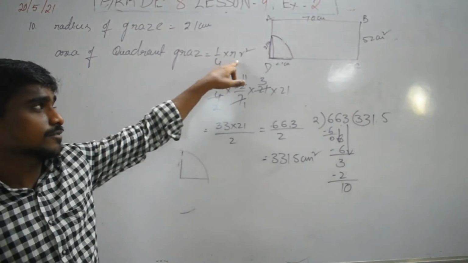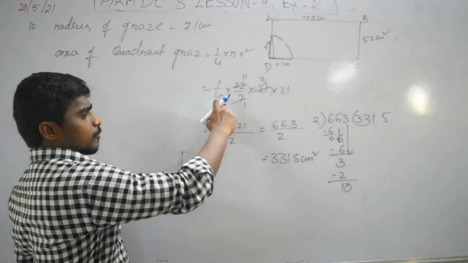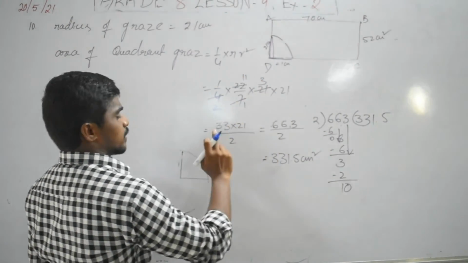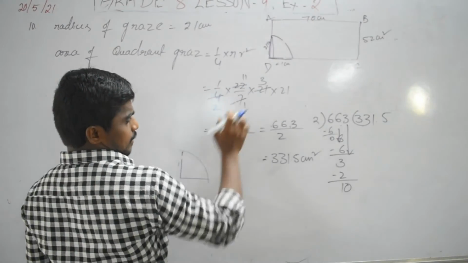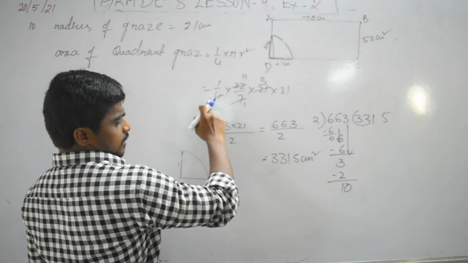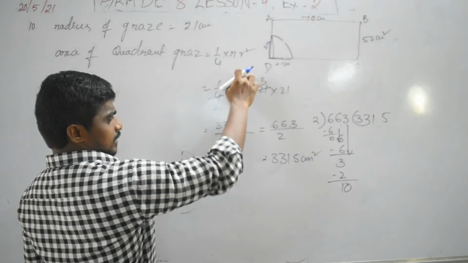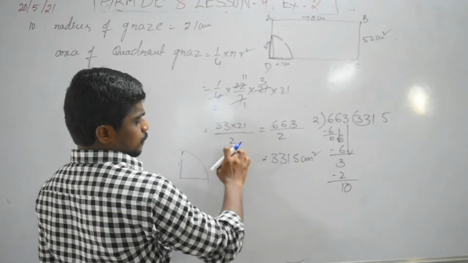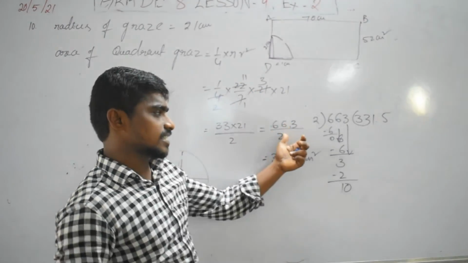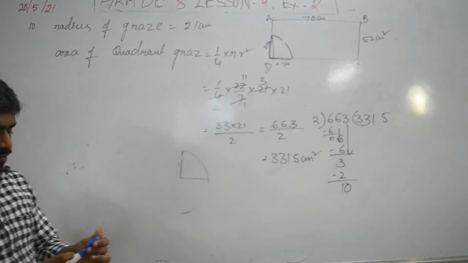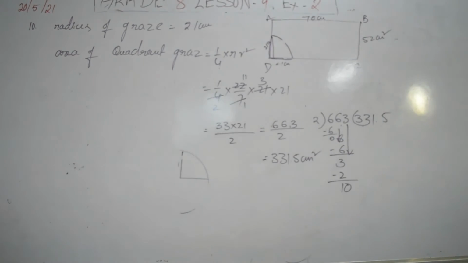Area of the circle formula is pi r square. 1 by 4 pi r square. 1 by 4 times 22 by 7, r value 21, 21. 7 3 is 21, 4 2 is 2, 2 11 is 22. 33 times 21 by 2, which is 693 by 2, giving 346.5.